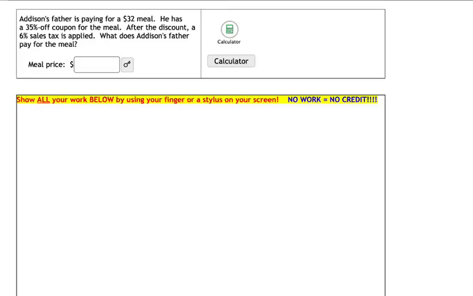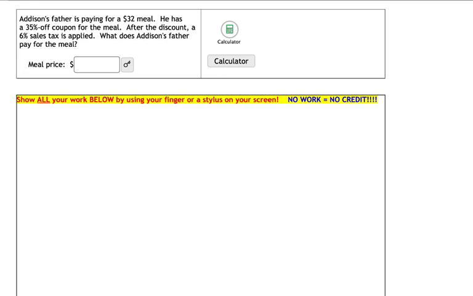In this problem, it states that Addison's father is paying for a $32 meal. He has a 35% off coupon for the meal. After the discount, a 6% sales tax is applied. What does Addison's father pay for the meal?